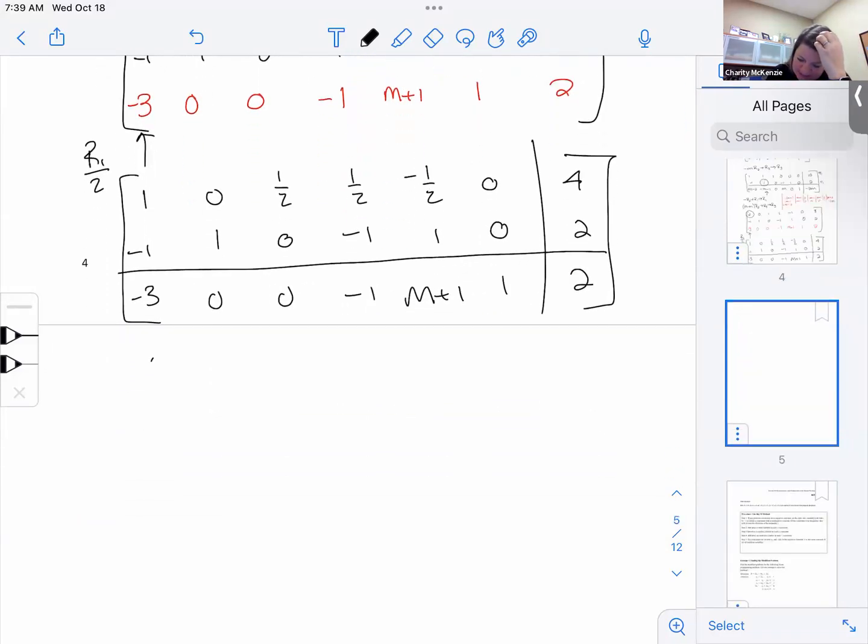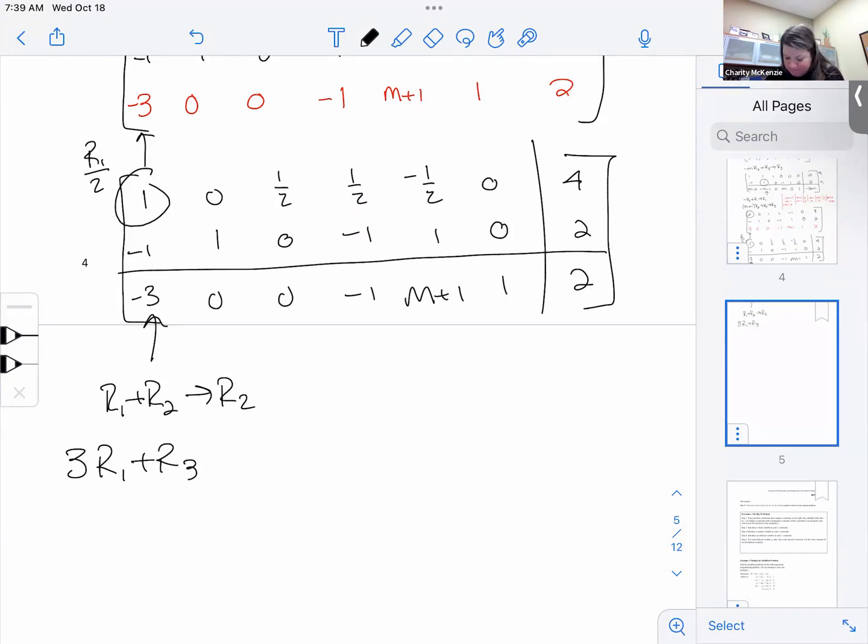Now, we're still looking here. This is our pivot. So now we can just add rows 1 and 2. So row 1 plus row 2, replace on row 2 to get that first 0 where the -1 is, and then 3 times row 1 plus row 3 is going to replace on row 3.